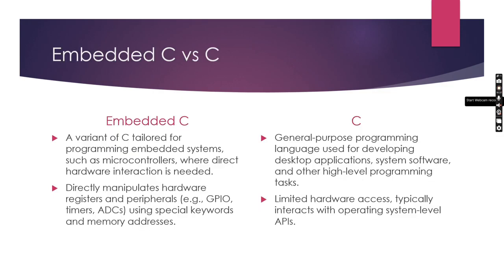Now there is a difference between embedded C and C programming. Embedded C is the variant of C which is tailored for programming embedded systems such as microcontrollers, where direct hardware interaction is needed, while C is a general-purpose programming language used for developing operating systems, desktop applications, system software, and other high-level programming tasks. Embedded C directly manipulates hardware registers and peripherals, that is GPIO, timers, ADCs, using special keywords and memory addresses. C has limited hardware access and typically interacts with operating system level APIs.